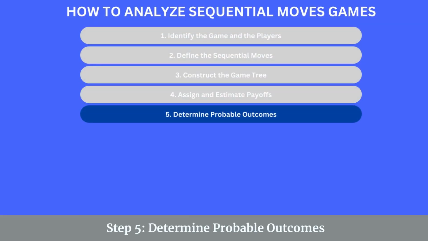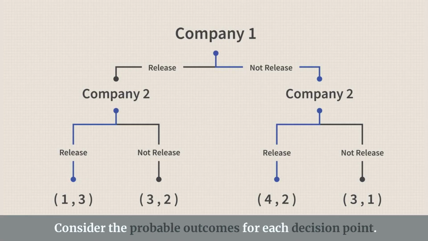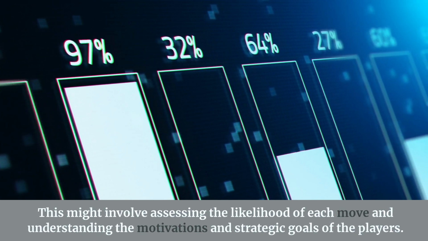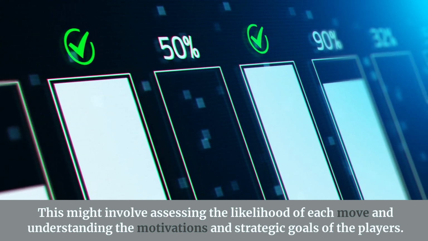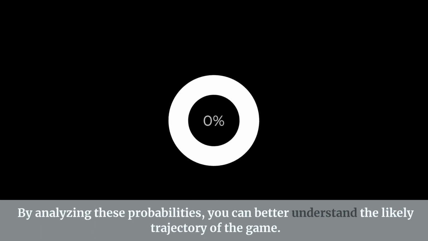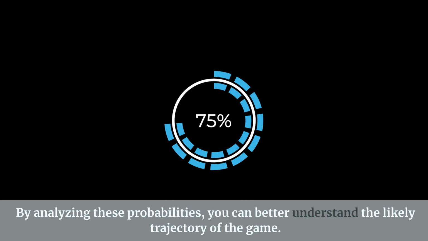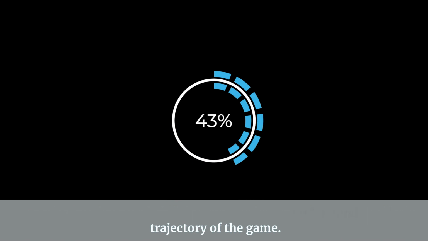Step 5. Determine probable outcomes. Consider the probable outcomes for each decision point. This might involve assessing the likelihood of each move and understanding the motivations and strategic goals of the players. By analyzing these probabilities, you can better understand the likely trajectory of the game.